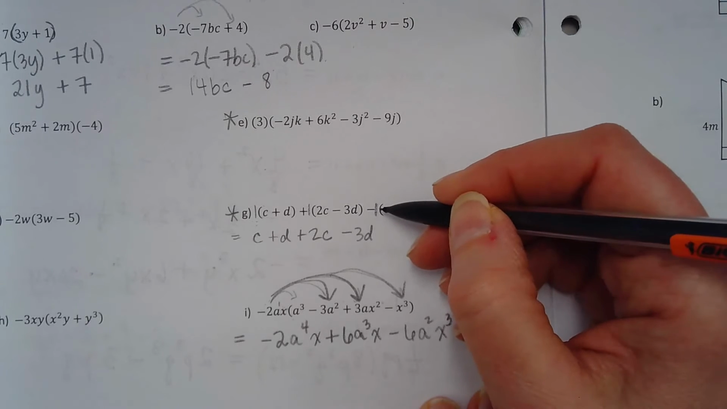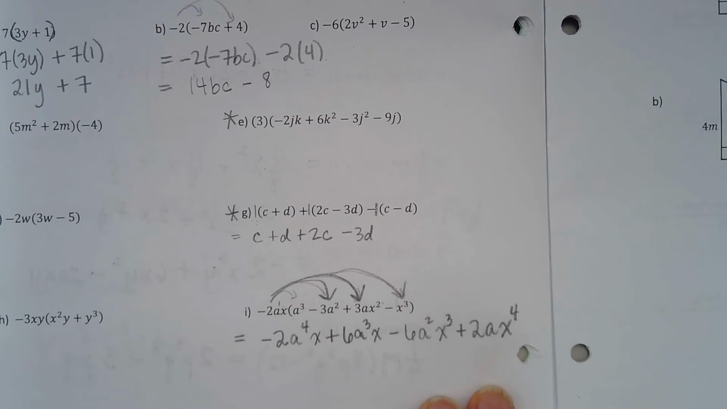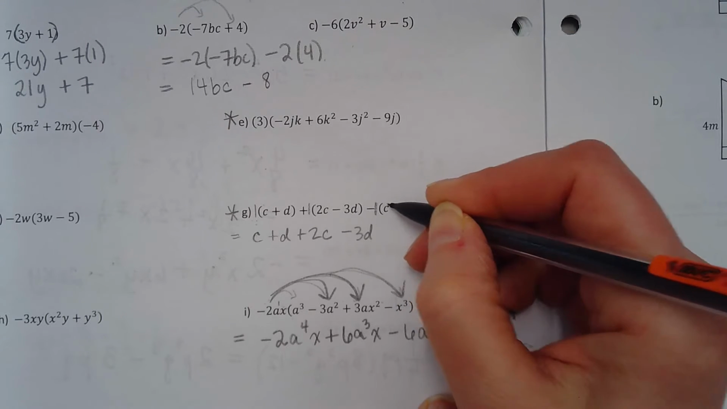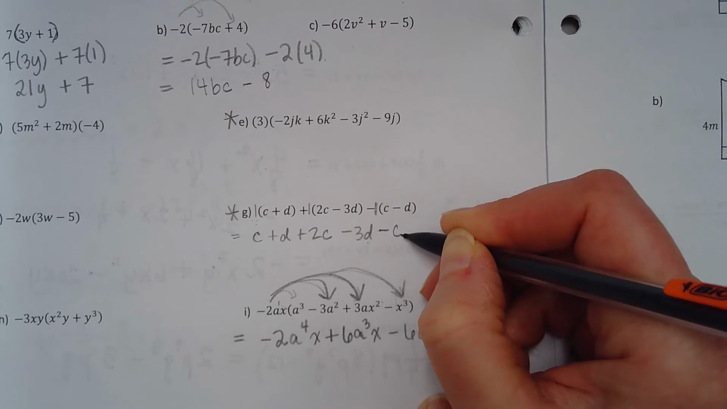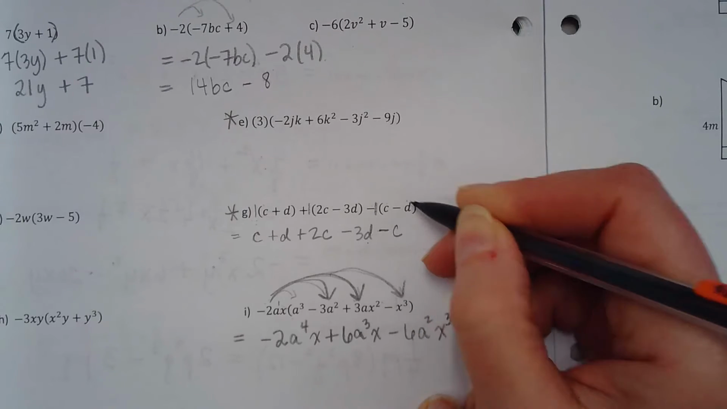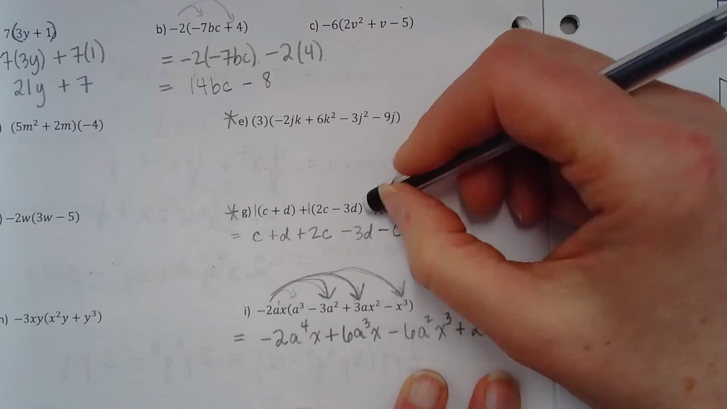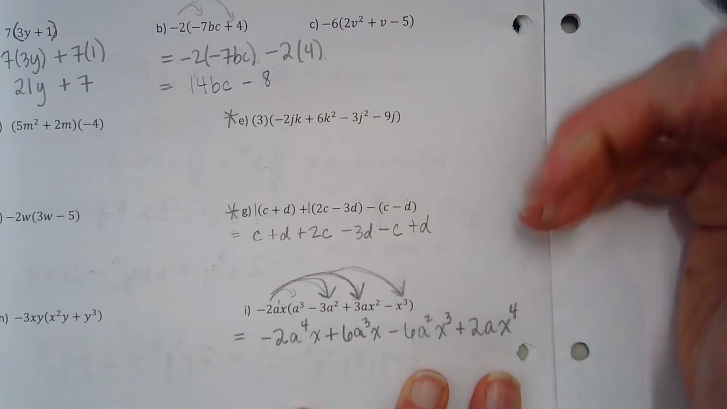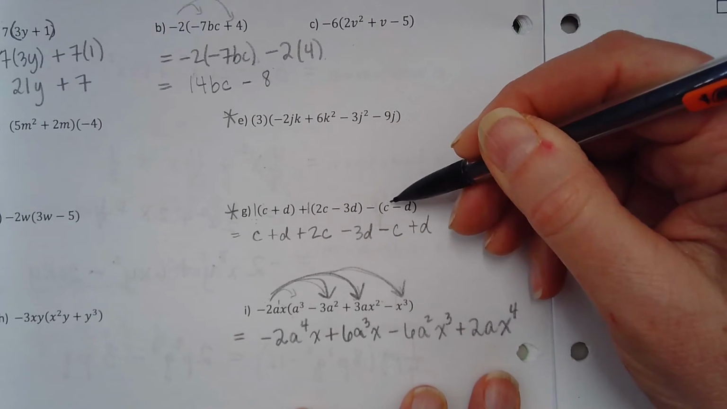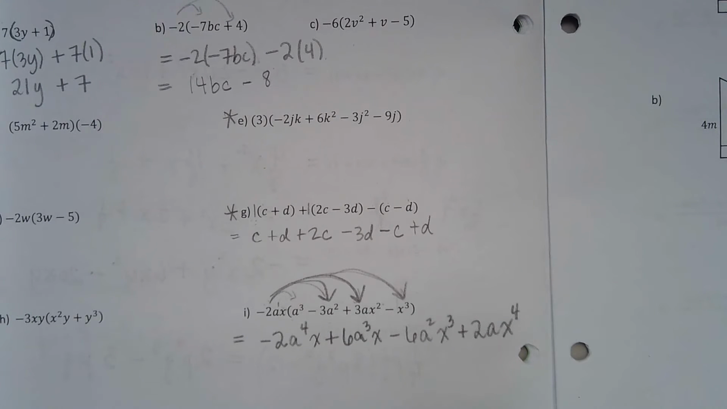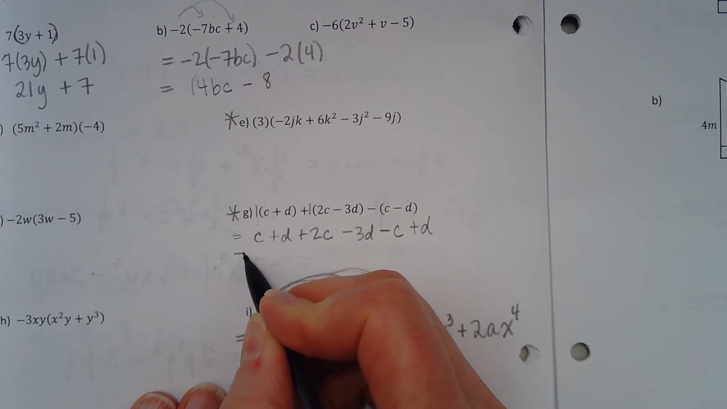However, when it's a negative sign, it changes all the signs inside the brackets, because negative 1 times C becomes negative C. A negative times a negative becomes a positive. So the effect of a negative sign outside a set of brackets is that the terms inside become their opposite. So the positive C became negative and the negative D became positive. All right, so now I've finished the multiplication.